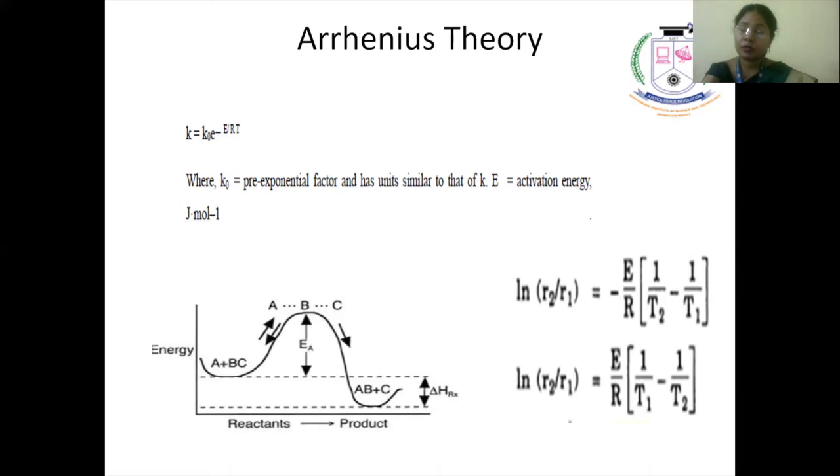If two different temperatures are taken into account, then the equation can be modified as ln(k2/k1) = -E/R (1/T2 - 1/T1), or ln(k2/k1) = E/R (1/T1 - 1/T2).